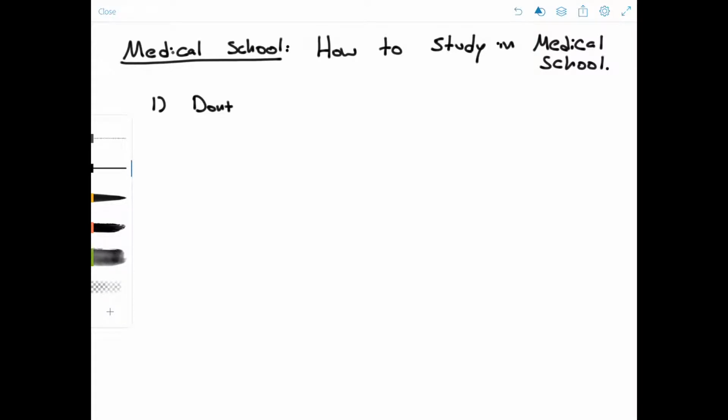All right, so now we're going into how to study for medical school. So now how to study for medical school is, the first thing is don't trick yourself. And now this is a little controversial, but the big point here is that if you're honest with yourself, you're not going to surprise yourself.